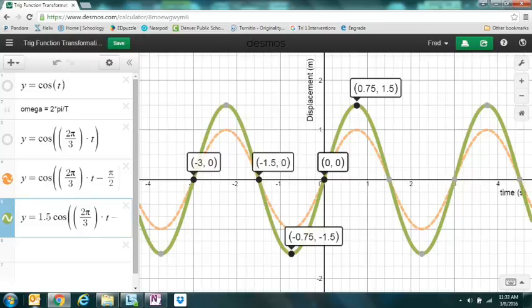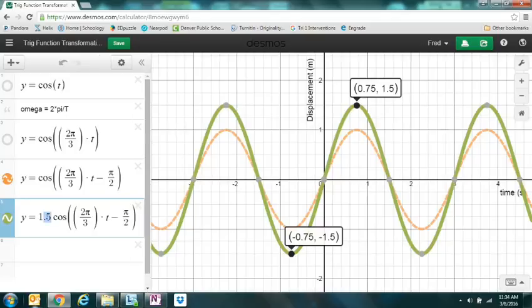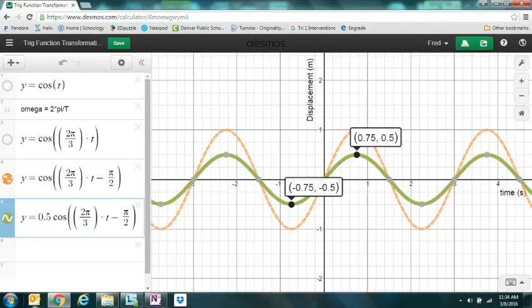Notice that the zeros didn't change. They're all the same as they were before. But what I'm doing is I'm stretching the maximum displacement and the minimum displacement. If I wanted it to go from negative 0.5 to positive 0.5, I could change this coefficient to 0.5, and sure enough, it shrinks down so that its maximum is 0.5 and its minimum is negative 0.5. Okay, so now you get an idea of why this number out here is the amplitude.